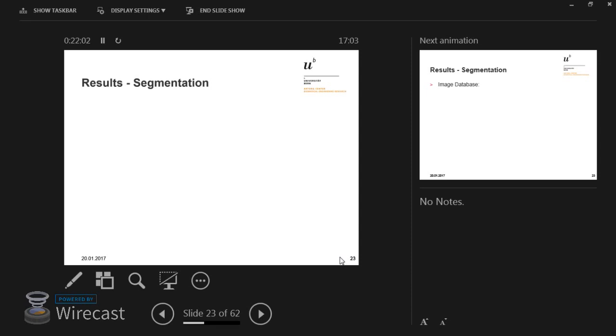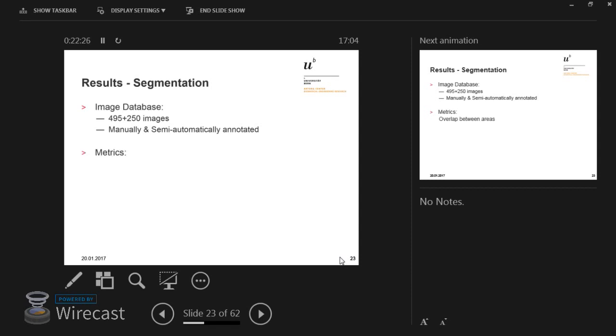Here we have the results for the segmentation. But before, how did we evaluate that? We have an image database, about 750 images, all manually annotated, sometimes semi-automatically, depending on whether we got it from a user or did it ourselves. And out of this, 2/3 were for training, 1/3 for evaluation.